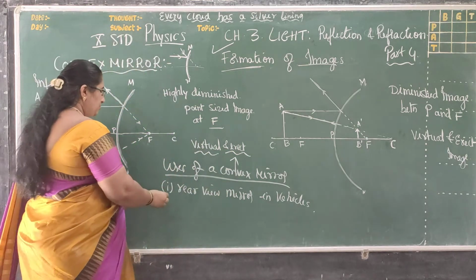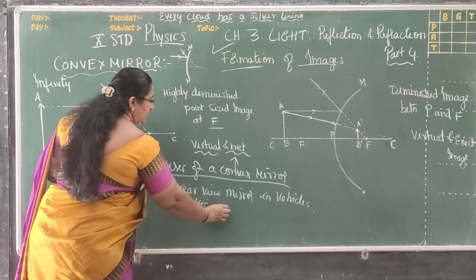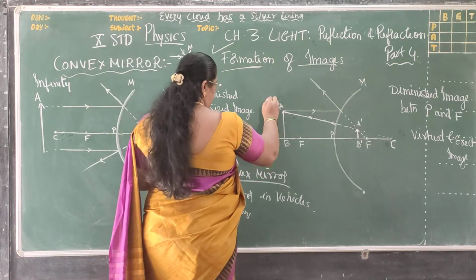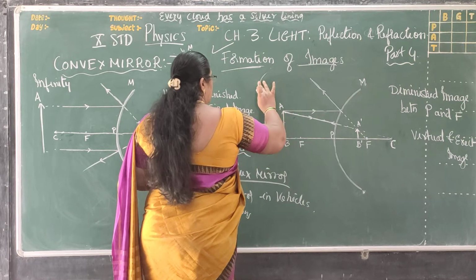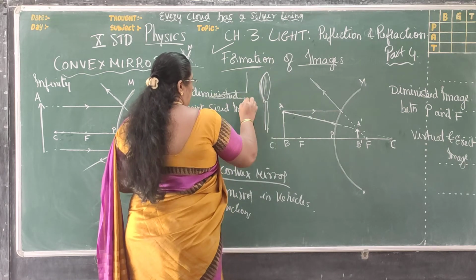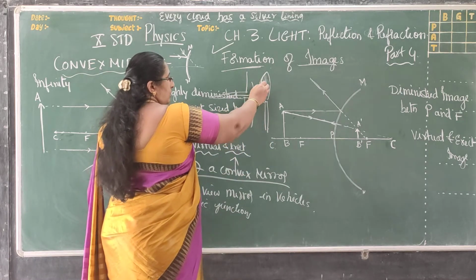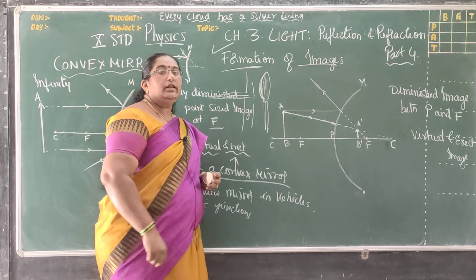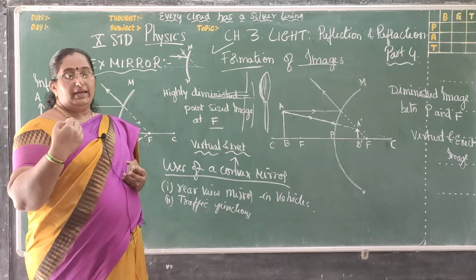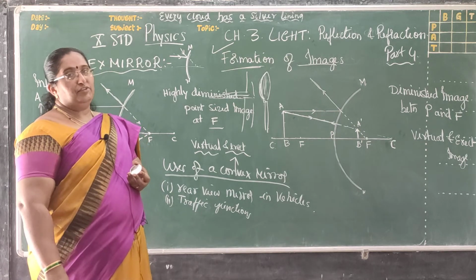And you might also have observed, children, in traffic junctions, a mirror will be placed like this. A convex mirror will be placed so that there will be 4 rows like this. So that the driver can see through this huge mirror the traffic behind him, and how many vehicles are coming. A convex mirror is placed in traffic junctions.